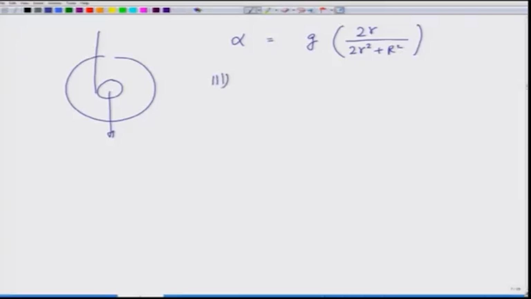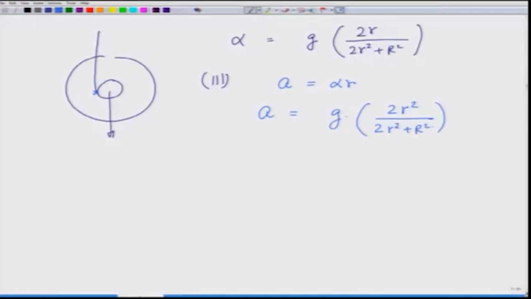Third equation is going to be that this point is stationary, and therefore, the velocity of this point always remains the same, and that implies that a must be equal to alpha r, and therefore, the linear acceleration of the center of the body is going to be g times 2 r square over 2 r square plus r square.